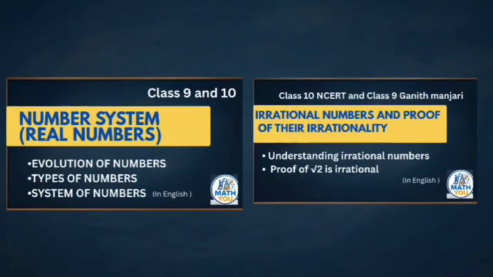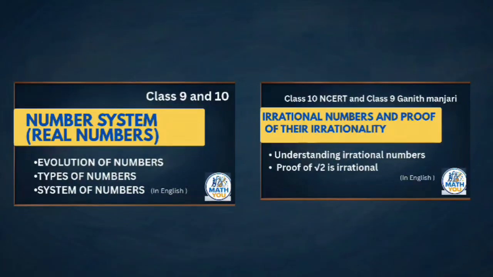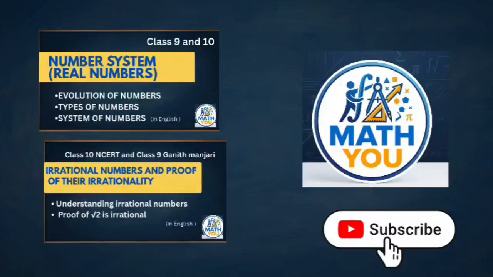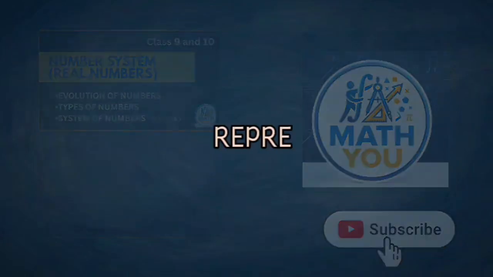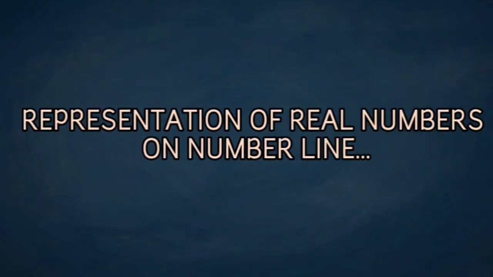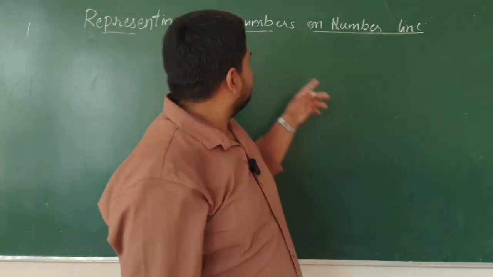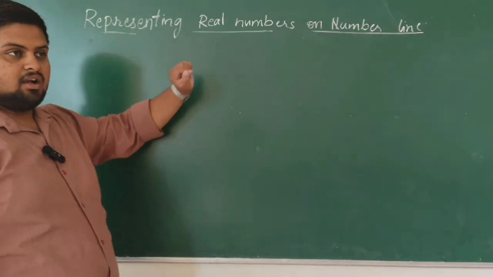In our previous video, we discussed types of numbers and their relationship and how to prove root 2 is irrational. If you have not watched that video, please check it on our YouTube channel. In this video, we'll be discussing how to represent real numbers on the number line. Now let us get to know how to represent real numbers on the number line.